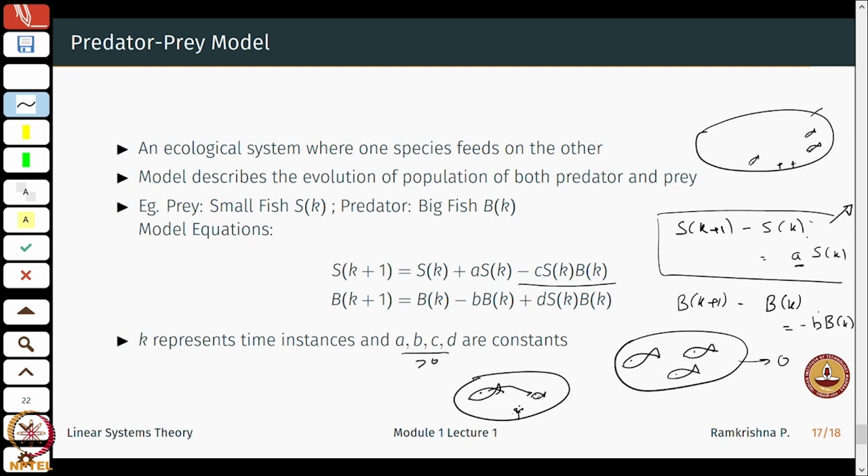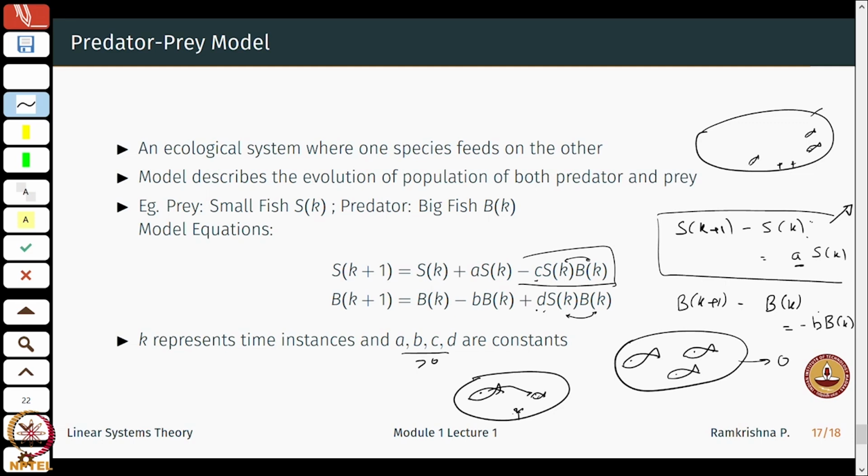When they are interacting with bigger fish, the population decreases, and that is captured by this term. The rate of decrease of population will depend on how frequently they interact with each other, and then a certain decay term also there. Similarly, what will happen to the big fish when I have small fish? Well, these guys will have something to feed on, so I expect them to grow, and the growth again will depend on how frequently they interact with each other, and of course some proportionality constant.